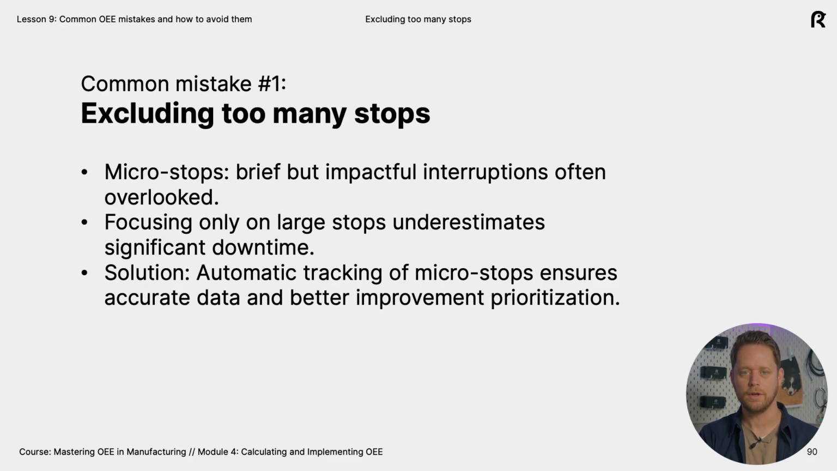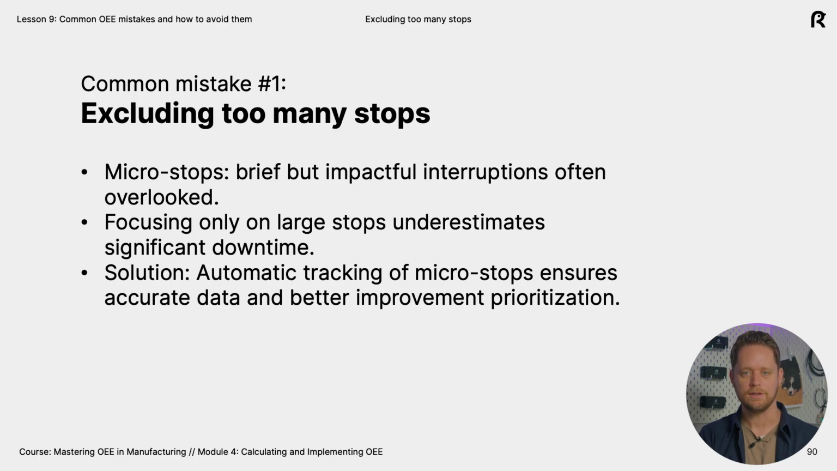First is excluding too many stops. A good example of stops that are not included in downtime analysis are microstops. Microstops are brief interruptions in the manufacturing process that typically last from a few seconds to a few minutes and have a high aggregate effect on production. Most manufacturers tend to focus on large downtime events, and it's easy to underestimate the significant losses associated with microstops.